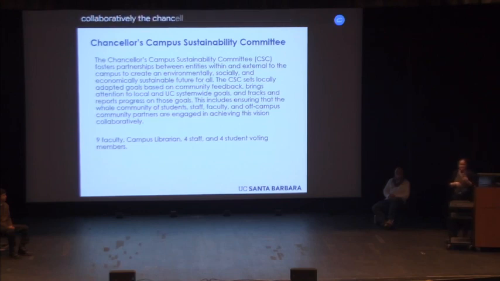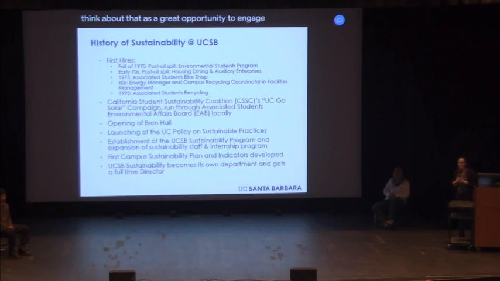The Chancellor's Campus Sustainability Committee itself includes 9 faculty, the campus librarian, 4 staff, and 4 student voting members. By the way, if y'all are interested in being involved in the committee at this level, really having an opportunity to give advice to the Chancellor, we'd love to see more applications for those student voting members. We're getting up to that time where we'll be selecting voting members for next year, so also think about that as a great opportunity to engage. So, a little bit of history of sustainability here.